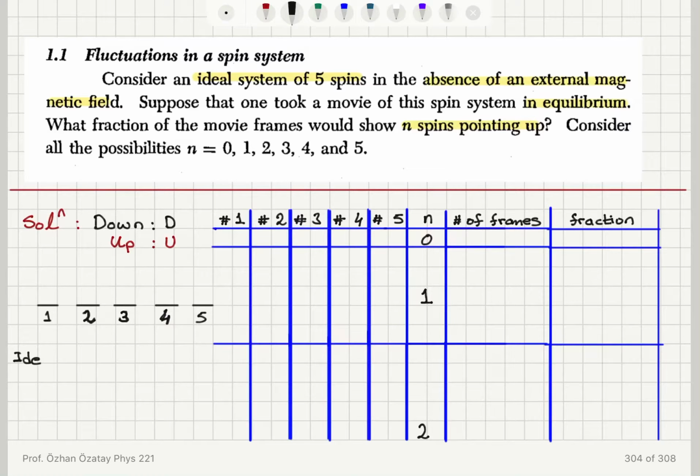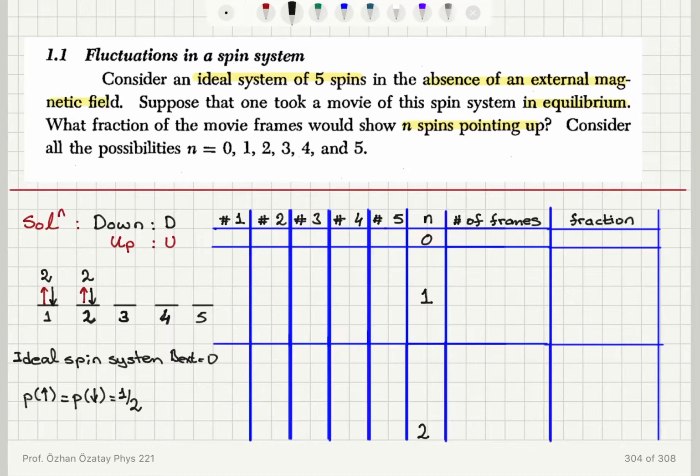So for the ideal spin system, where I have no external field, B external is 0, the probability of pointing up and the probability of pointing down are the same, 1 over 2, so they're equally likely. If I consider 5 spins in this configuration, for the first spin there are 2 possibilities: it can either point up or down. Then for the second one, it can also point up or down, so this also has 2 possibilities.